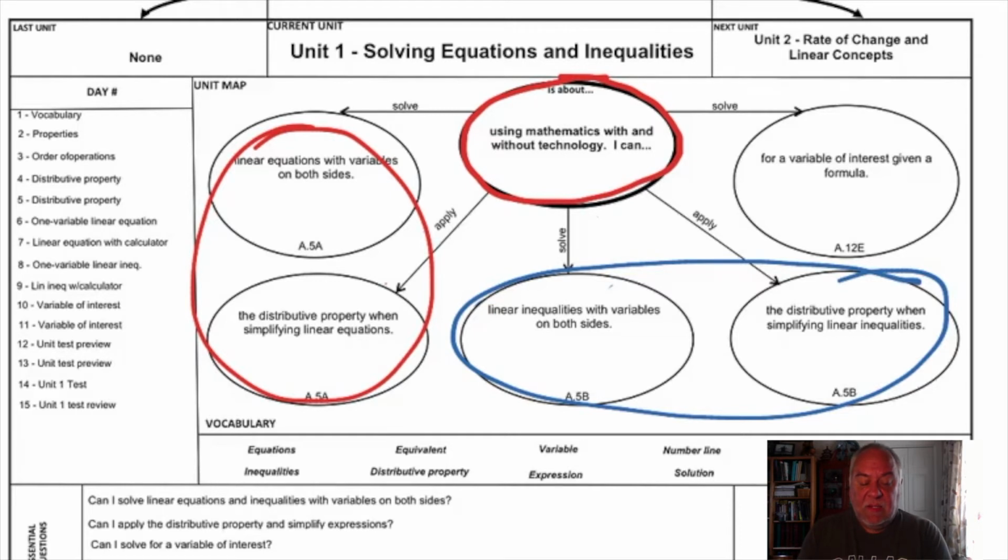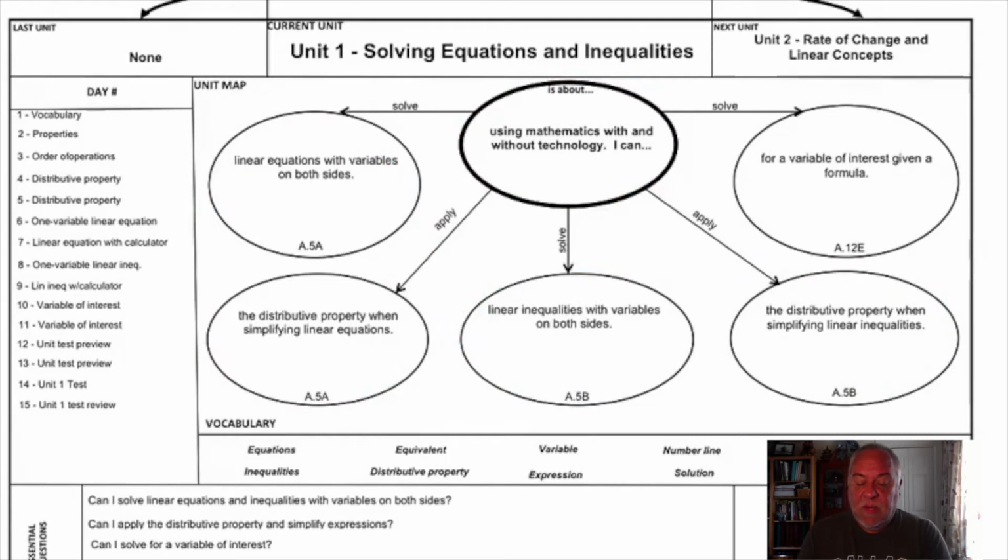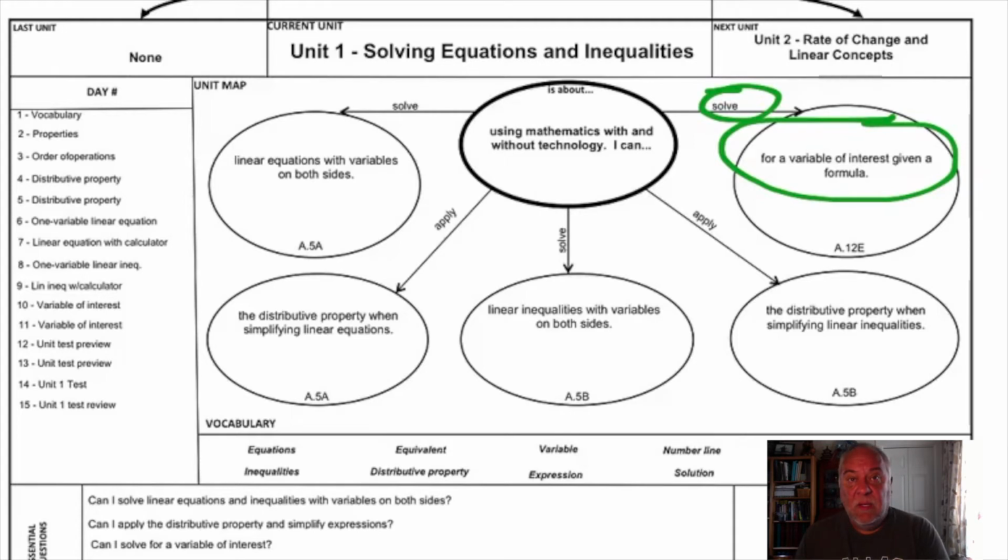And last but not least, we have solving for the variable of interest given a formula. So if I give you a formula, y equals mx plus b, and I say solve for x, what do you have to do with the other variables to get x by itself? If I give you Einstein's equation, E equals mc squared, what do you have to do to solve for m? Or any other formula or equation in math or science that I give you, you should be able to solve for the variable of interest.